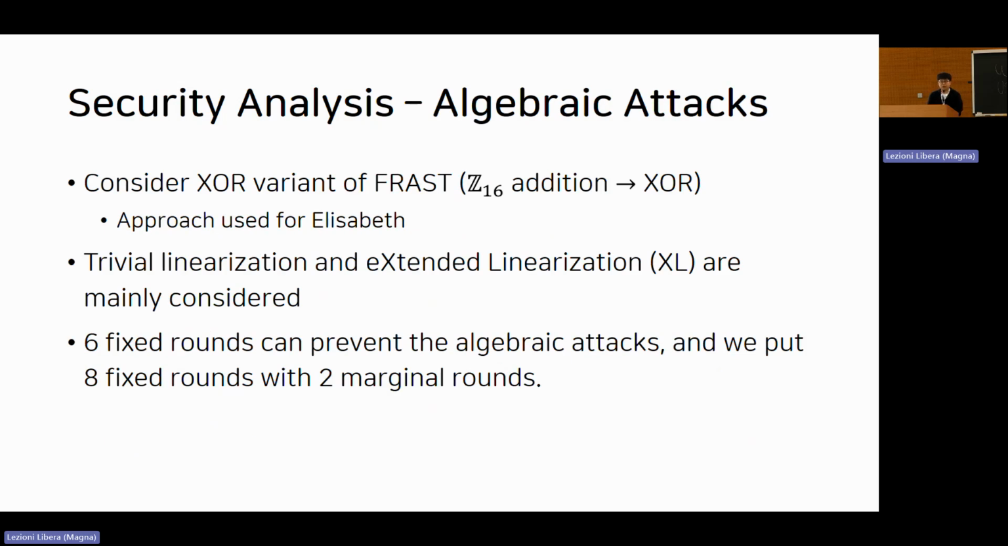Next one is algebraic attack, but as with other ciphers, Prost has no polynomial representation over integers modulo 16. So similarly, we consider the XOR variant of Prost. The mainly considered attacks are trivial linearization and XL attacks. And we found that 6 rounds can prevent this kind of attack, but we put 8 fixed rounds with 2 marginal rounds.